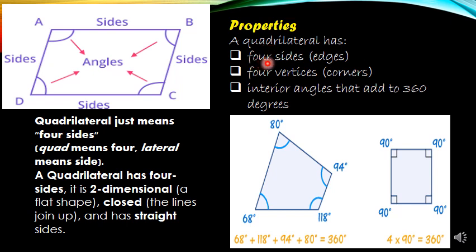So any quadrilateral will have 4 sides. Sides can also be called edges. And it will have 4 vertices. Vertices are nothing but endpoints. So B is a vertex, A is a vertex, D is a vertex and C is a vertex. So there are 4 vertices. Any quadrilateral will have 4 vertices.